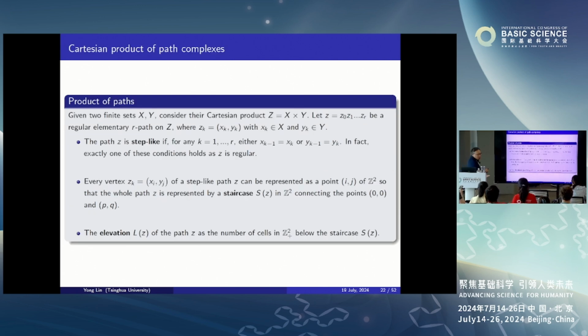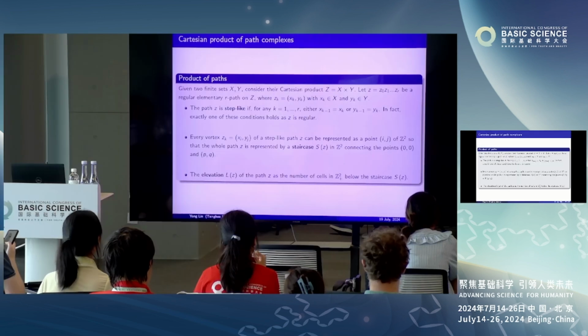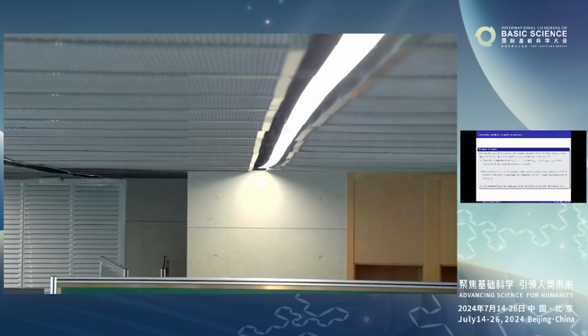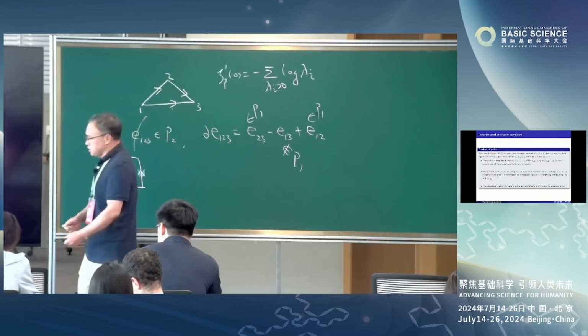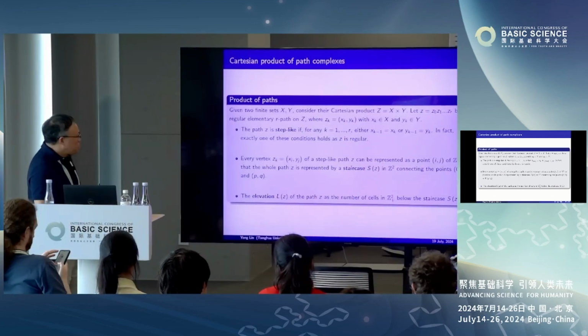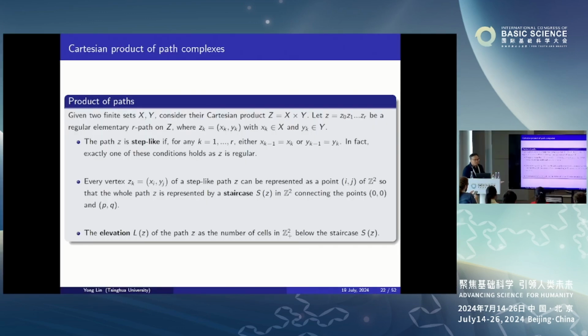And next, I will talk about the Cartesian product of path complexes. We do this because for a simple graph we can compute these torsions, but for a complicated graph it may still be very hard to compute. If the complicated graph comes from a Cartesian product of simple graphs, then we can use this formula to compute the torsion for the complicated graph.